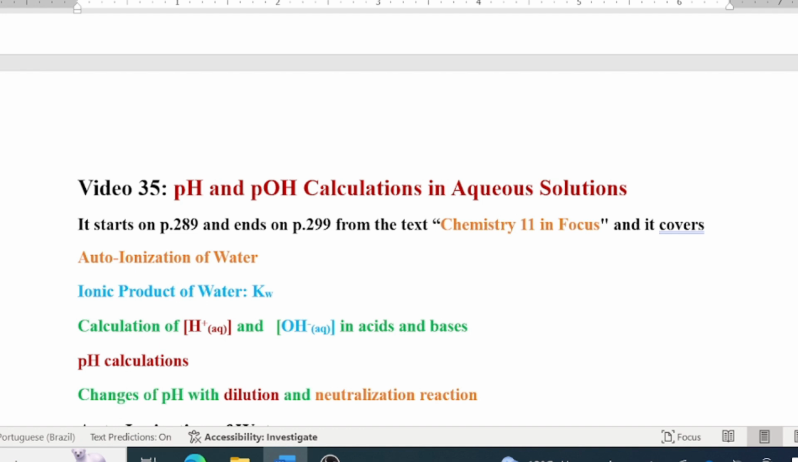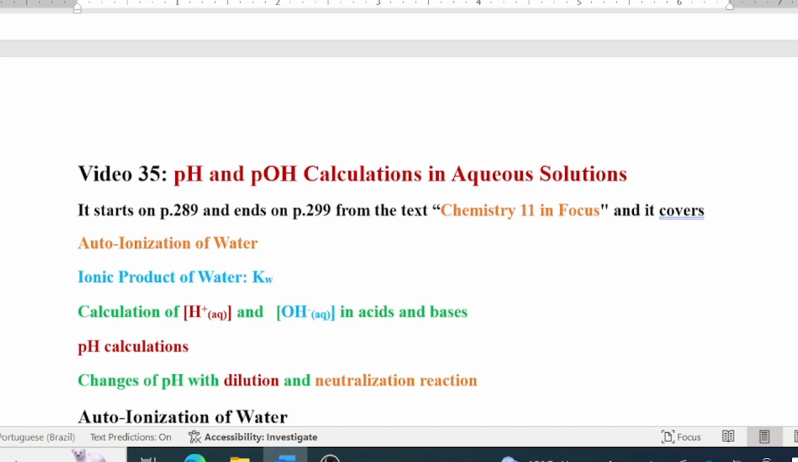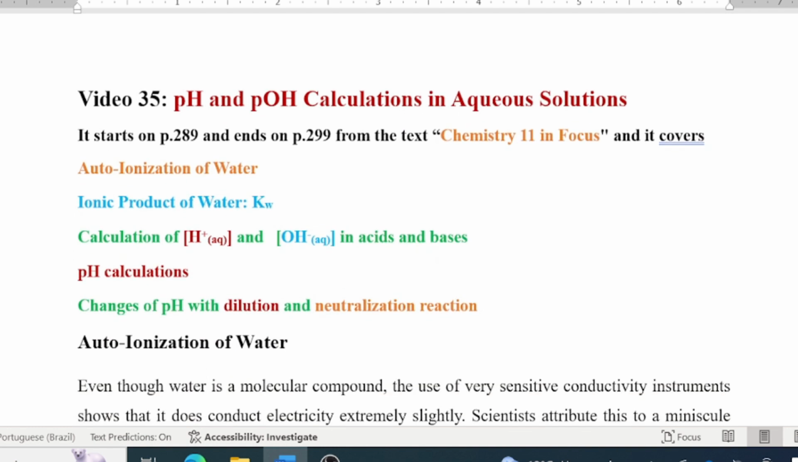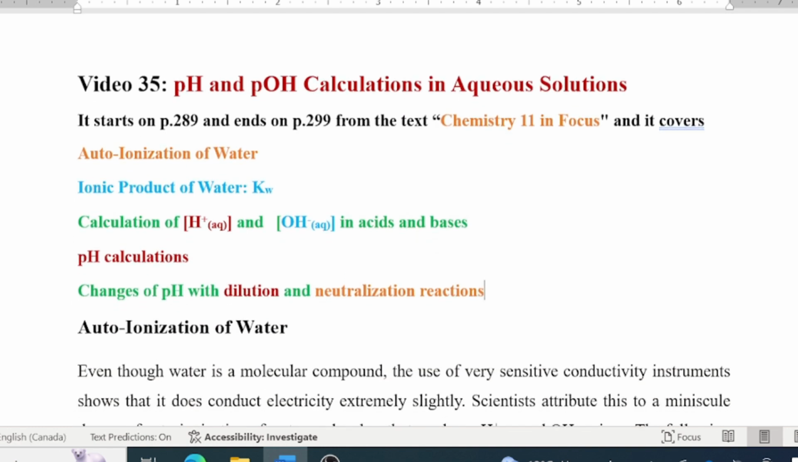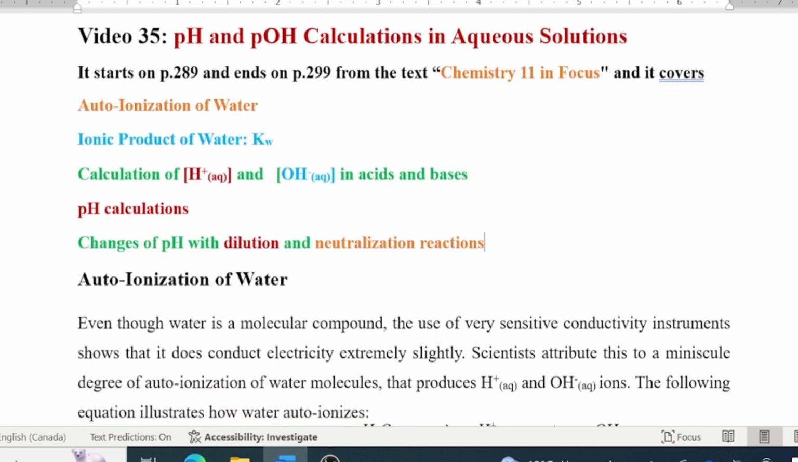Today our lesson deals with pH and pOH calculations in aqueous solutions. The concepts described will be the autoionization of water, the ionic product of water, calculations of H and OH ion concentrations in acids and bases, pH calculations, and pH changes. First of all, we're looking at the autoionization of water.